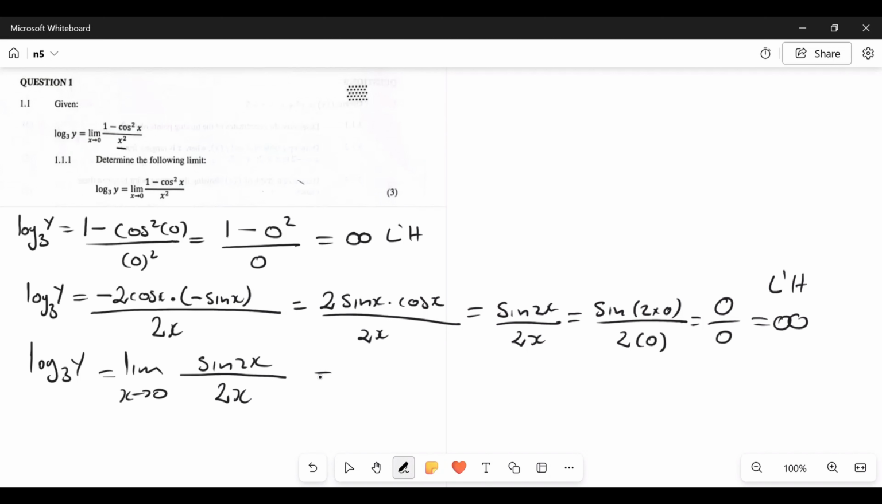Now let's derive sine 2x. If we derive sine 2x, first of all, the derivative of sine is cos, and then we have the coefficient of x, which is 2.